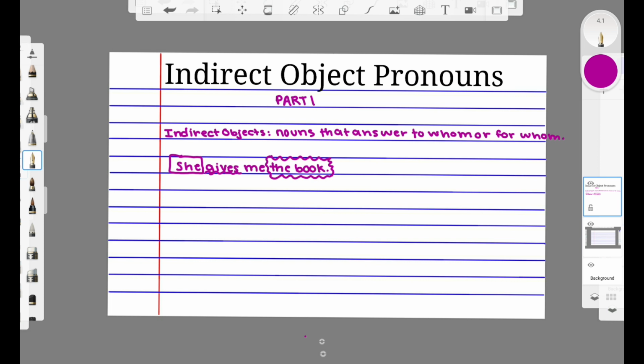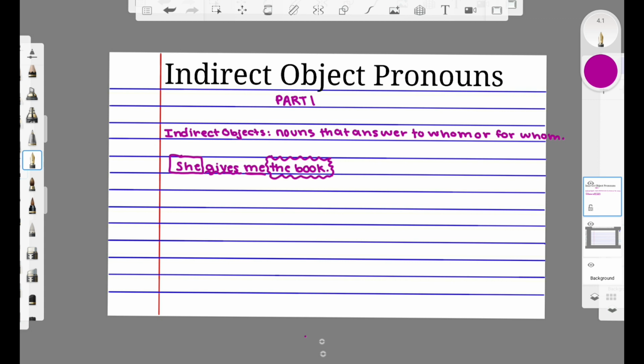Our indirect object is the noun that answers to whom or for whom. So she gives the book to whom? She gives it to me. So me is our indirect object in this case. Also, you can think of it as who is being indirectly affected by this situation. The subject is obviously affected, or it's affecting, in this case. She gives me the book. She gives who the book? She gives me the book. So me is the indirect object in this case.